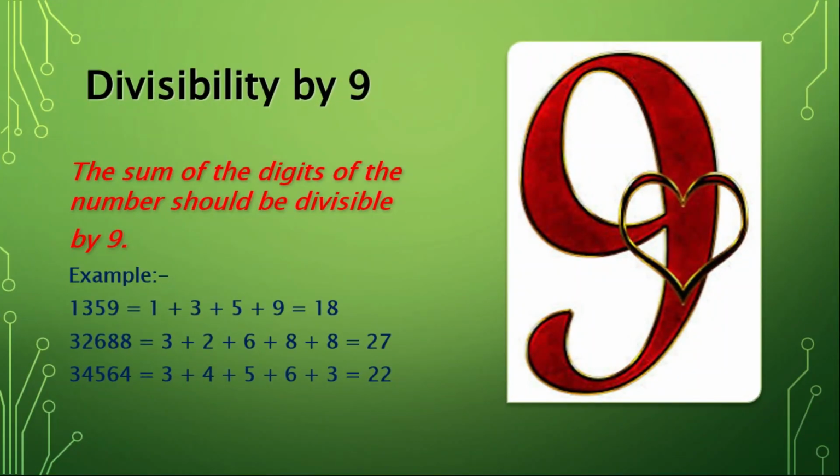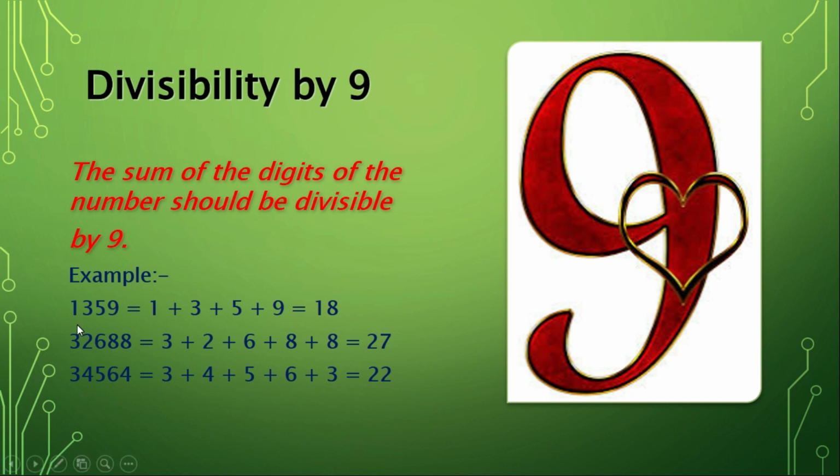Divisibility by 9. The sum of the digits of the number should be divisible by 9. Similarly, like number 3, we have to check the sum of the digits and see if the sum is divisible by 9, then the whole number is divisible by 9. If the sum is not divisible by 9, that means it is not divisible by 9 as well. Now let us see through an example.